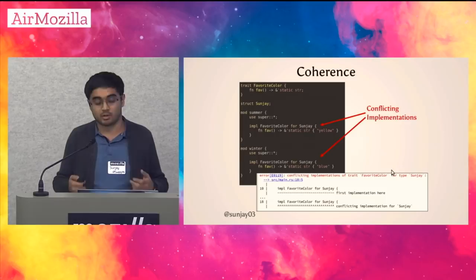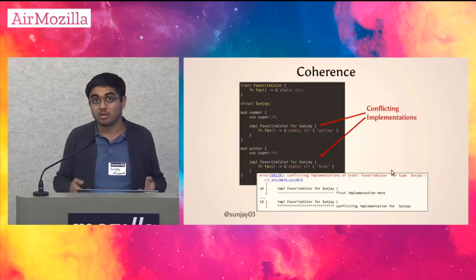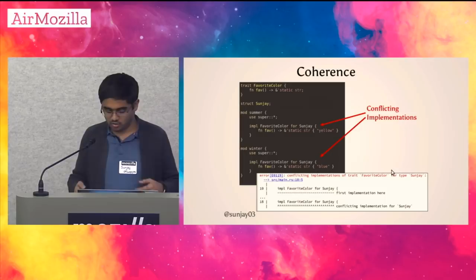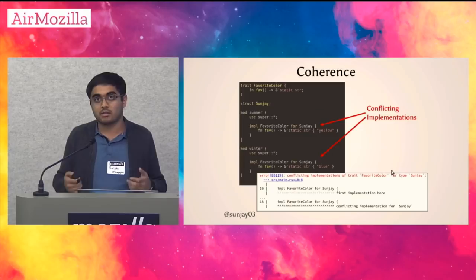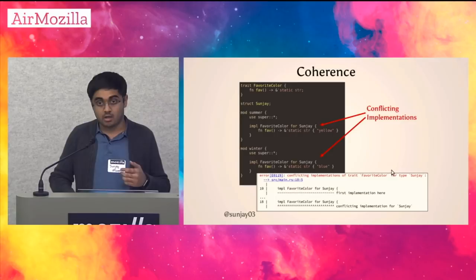Fundamentally, coherence means that no matter what, given a trait and some set of type parameters, there should be exactly one impl that applies. This is important because if we have this property, then no matter where your trait's methods are called, you can be sure that the behavior will be exactly as you expect. And Rust coherence guarantees actually apply across crates as well. So even if you add a dependency to your project, it's important for that dependency to never be able to introduce a conflicting implementation of any trait.